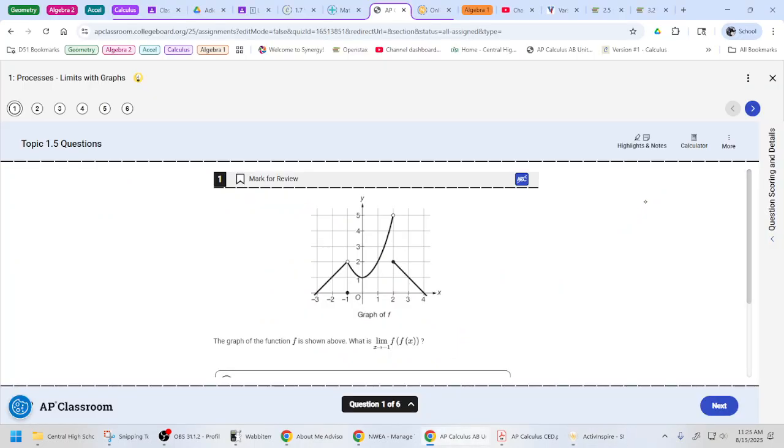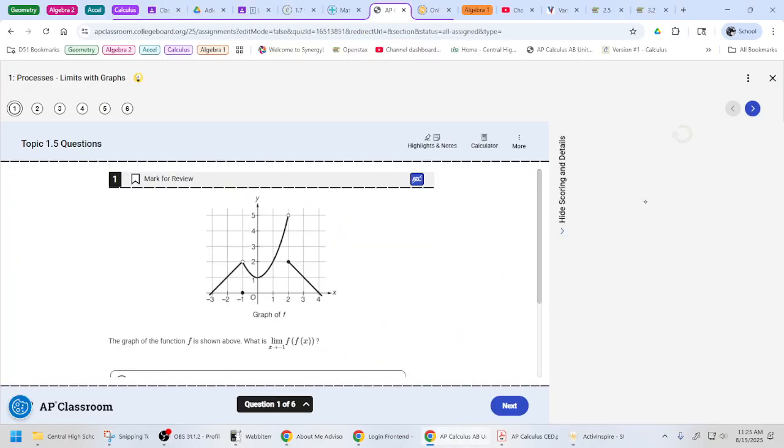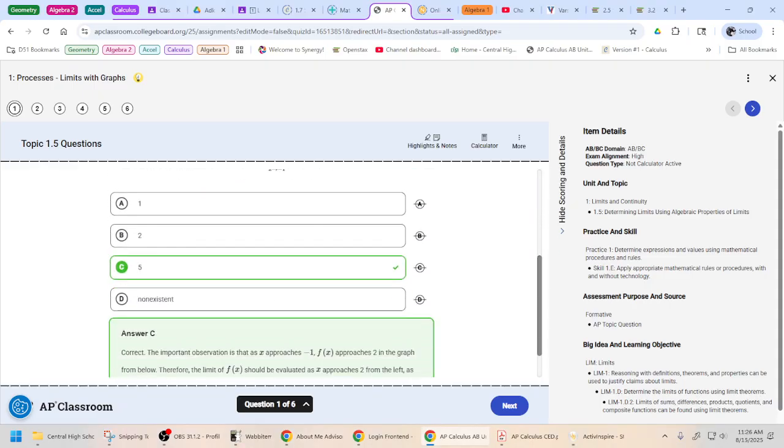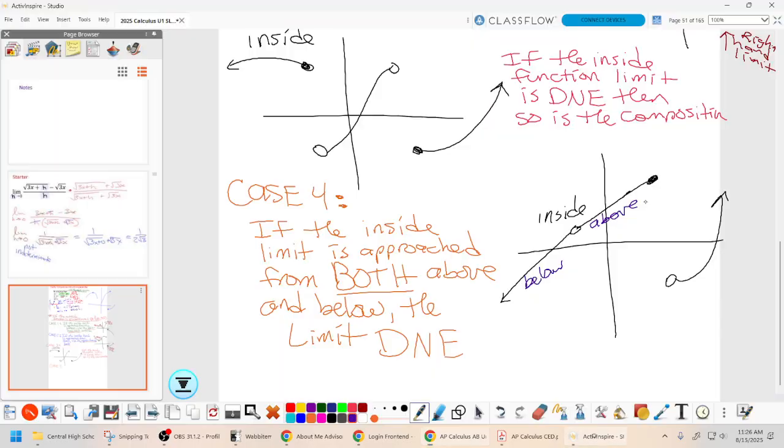If you look at the first one, this is number 1, which we didn't talk about yesterday. It says the important observation is that as x approaches -1, f of x approaches 2 from below. But then the next one didn't say that, and its wording was weird, so it made sense why, and I just didn't go deep enough into this, so I'm sorry about that. No, it's alright. We got it down now. Now we're experts on composition limits. Thank you. Alright.